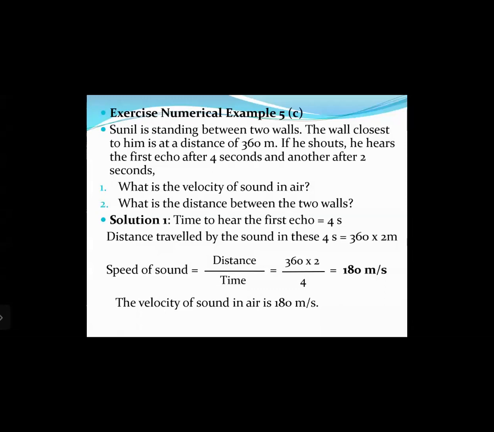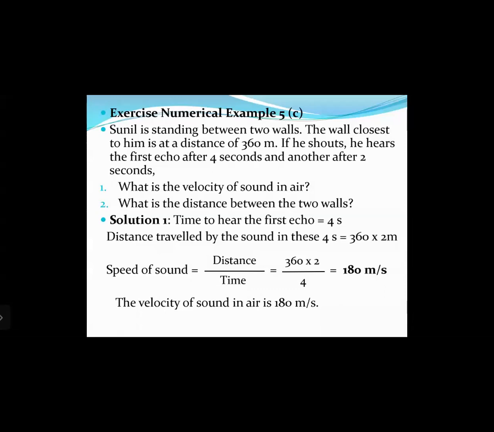Look at the solution. The time to hear the first echo is 4 seconds. Distance traveled by the sound in the 4 seconds is 360 multiplied by 2. Okay. Why have we multiplied by 2? Why have we taken the distance traveled as twice? Because the sound will travel from Sunil up to the wall, and then again it has to come back, right? So it has traveled double the distance. That is why we have taken the distance traveled as twice the distance. Okay, and the first wall is at a distance of 360 meters. So we can say speed of sound is equal to distance upon time.